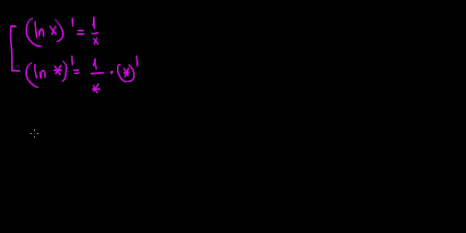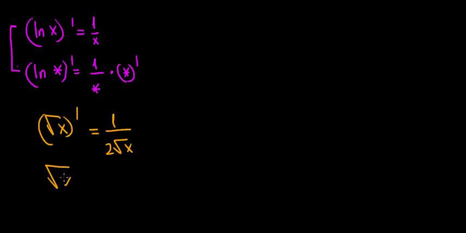Alright, let's see. What is the derivative of the square root of x? That's 1 divided by 2 square root of x. And what is the derivative of the square root of an expression? That's 1 over 2 square root of our expression times the derivative of our expression.